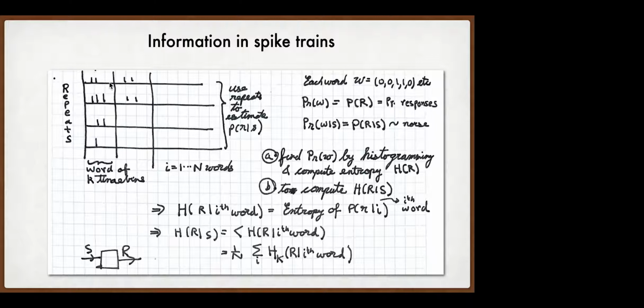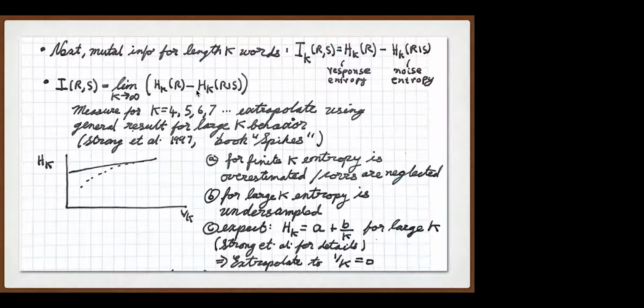And why doesn't the answer you get in the end for the mutual information between the input and the output of the spike train depend upon the size of this word, how many time bins you have? The way you deal with that is you compute this for, let's say, words of length 4, 5, 6, 7 time bins, like that. And then you want to extrapolate to k equals infinity, right? You want it as if the whole thing is one big word.